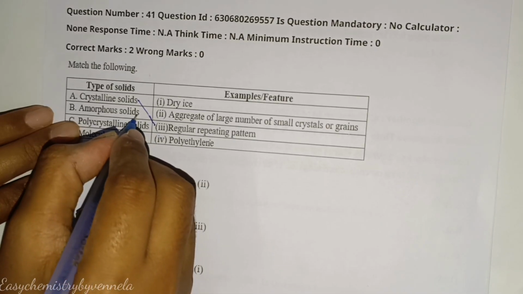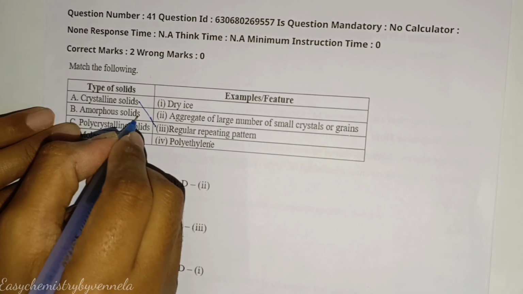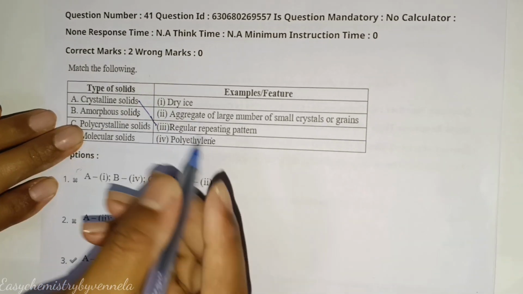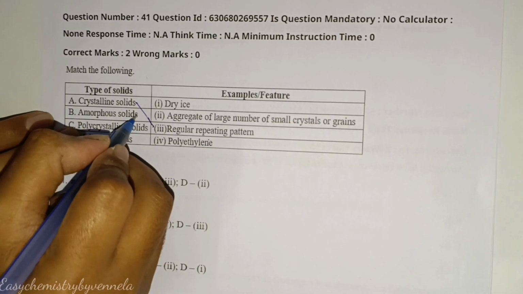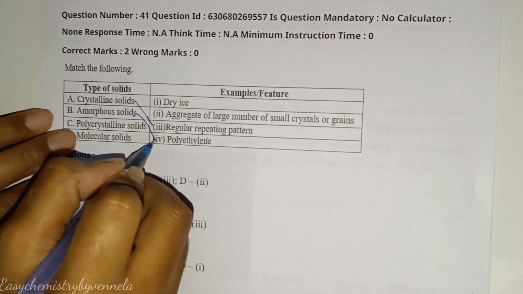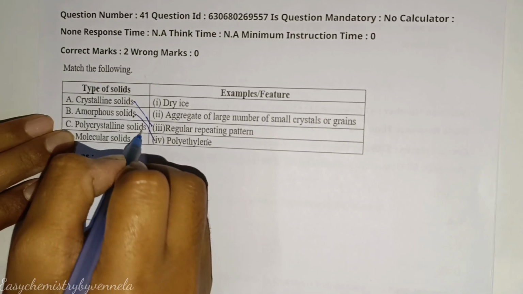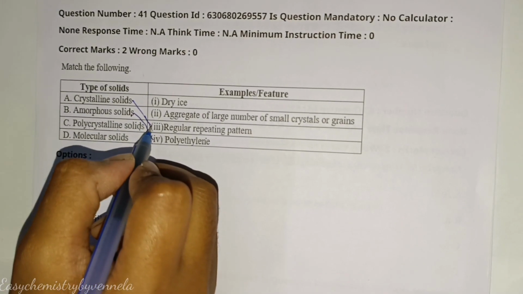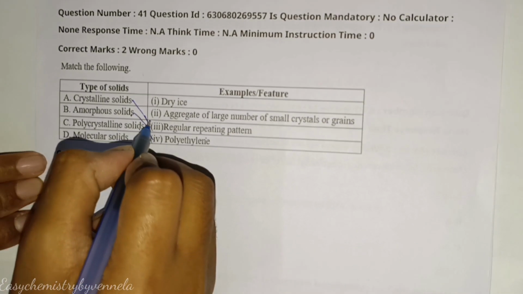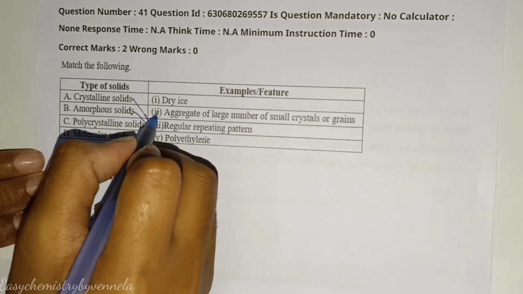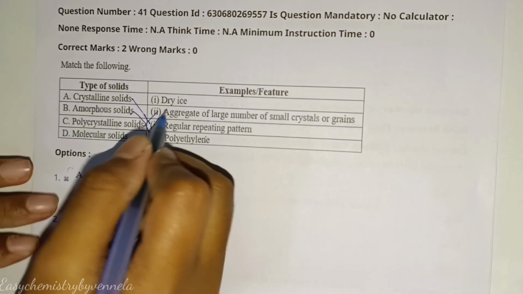Next, amorphous solids. These amorphous solids are also commonly known as polymeric solids. So this is of polyethylene. Next, polycrystalline solids. These polycrystalline solids are aggregates of a large number of small crystals or grains. It consists of many small crystals joined together.